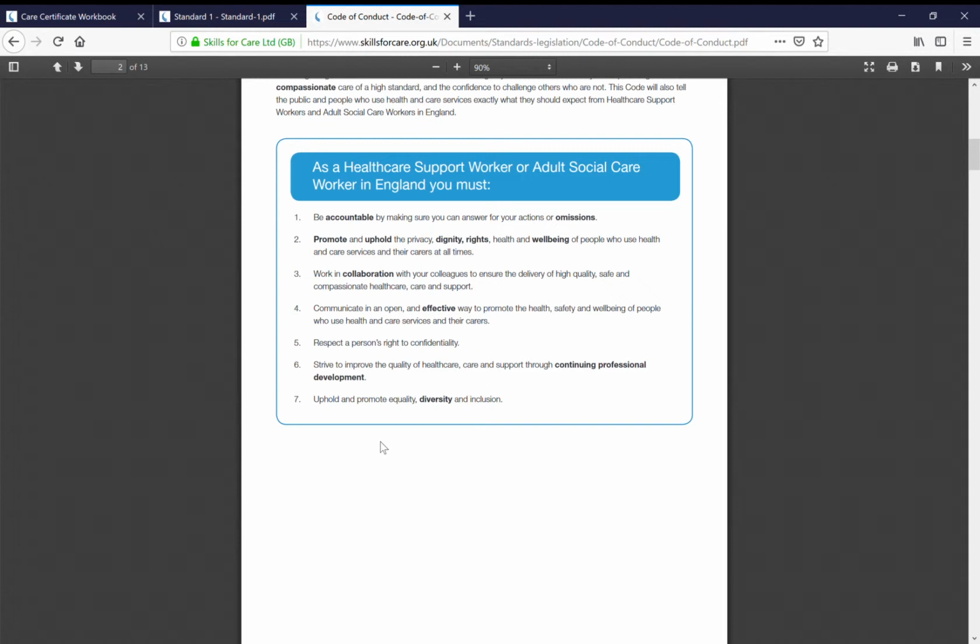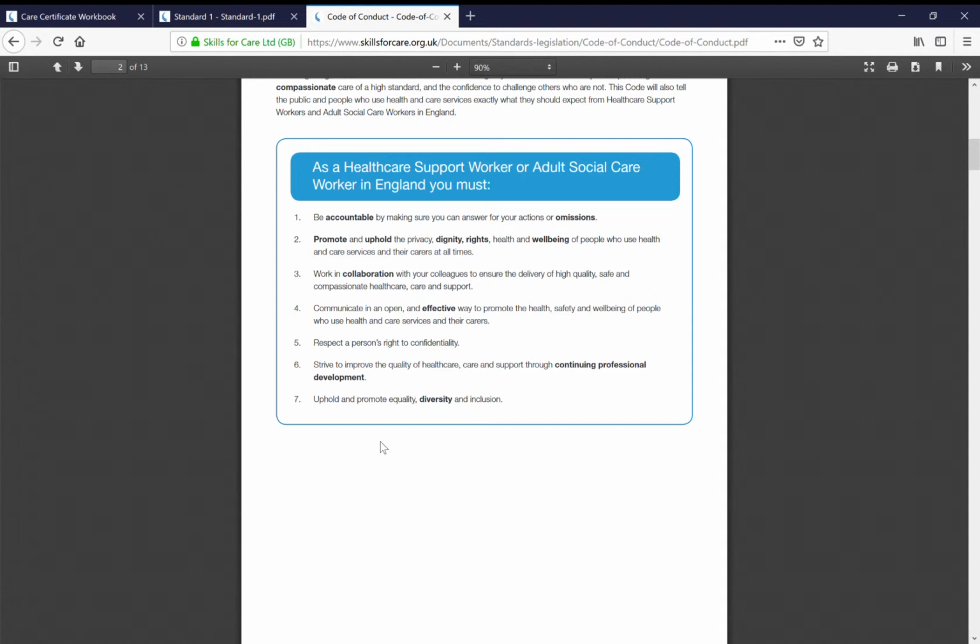Number 6, strive to improve the quality of healthcare support through continuing professional development. So that's what you're doing. So your job as a care worker, support worker, PA, the training doesn't just stop with the induction. It is an ongoing process, and you've got a responsibility to make sure that you want to do things the right way. And if somebody was looking after your loved ones, you'd want to have that care person doing things the right way and having their training as well.